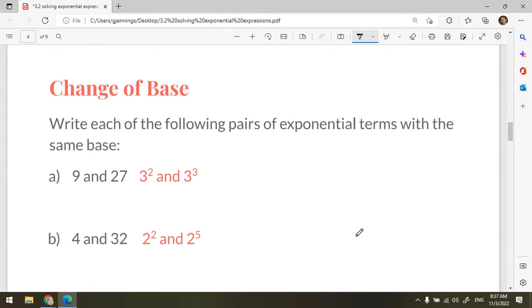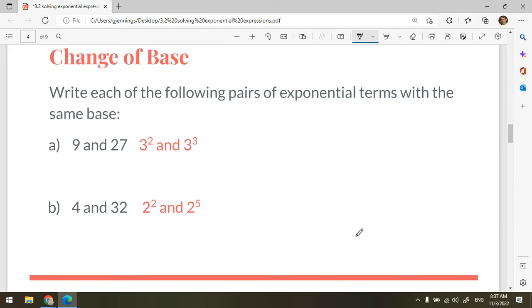So let's go. Changing the base. If you wanted to write 9 and 27 as exponents with the same base, you would need to notice that they're both powers of 3. And you notice that I do these little tricks, right? 3, 9, 27, 81, 243, 729. And then you can count your powers on your fingers to start recognizing these.